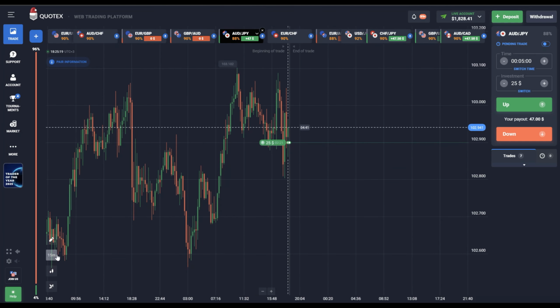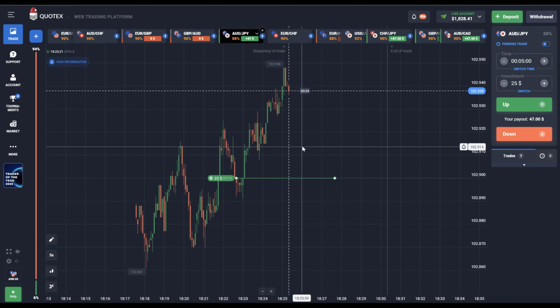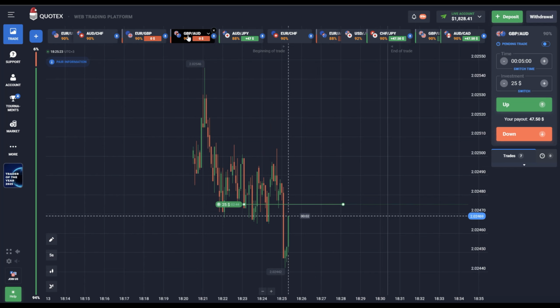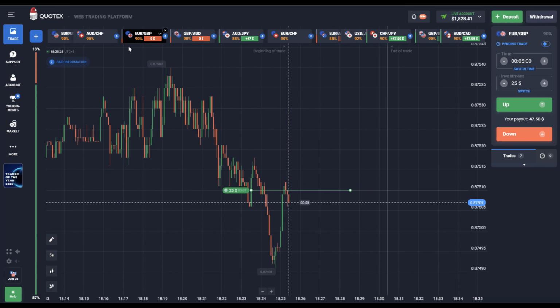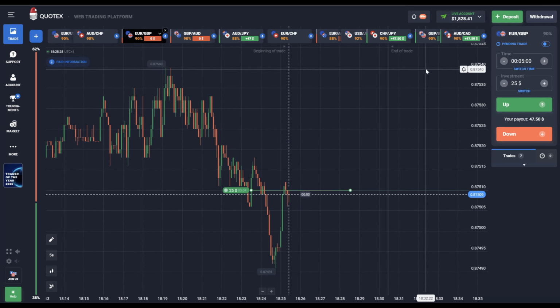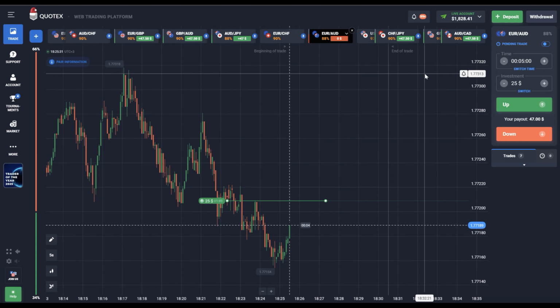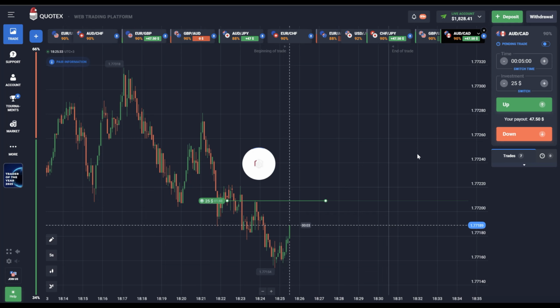Alright, let's keep looking. Australian dollar, Japanese yen. Everything is good here too. The price is rising. British pound to Australian dollar. The price is near entry. Nothing is changing. And for the euro to British pound, nothing is changing for now either. Let's wait and see how all of this will close.